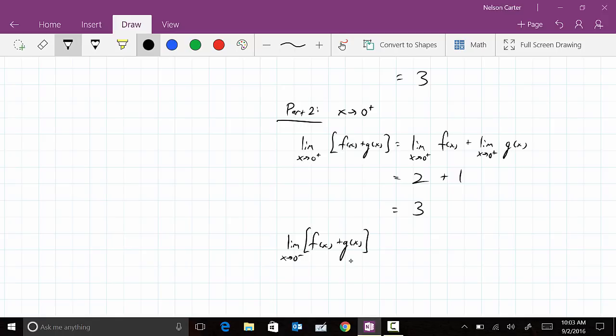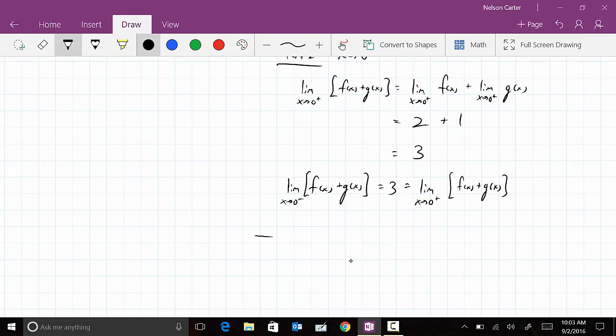So the limit as x approaches 0 from the left of f of x plus g of x we found was equal to 3, but we also found that 3 was equal to the limit as x approaches 0 from the right of f of x plus g of x. And if they're equal, then that implies that the limit as x approaches 0 of f of x plus g of x exists. And it's equal to 3. Huh. Interesting. So that's an important point, okay?